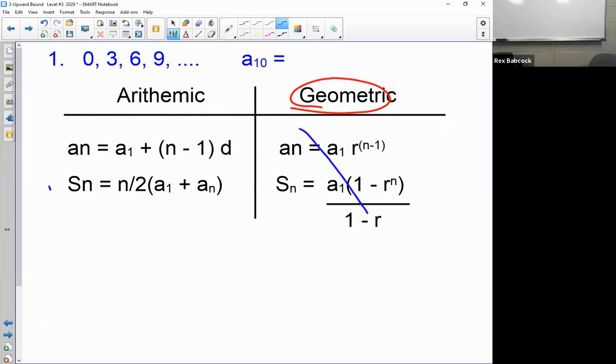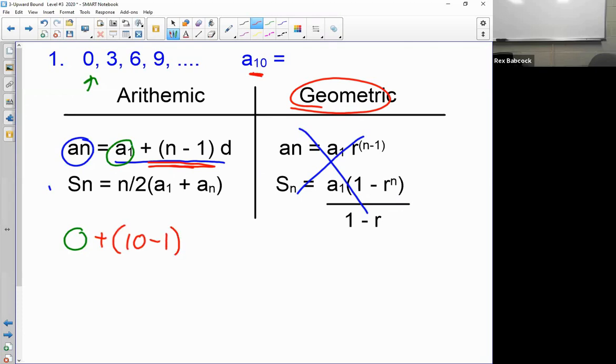So I don't need these over here. And I want a particular term, a sub n. So if I want that, I'm going to follow through on this. And it says to take a sub 1. Well, I know the first term is 0. That's a sub 1, 0. Then it says add n minus 1. Well, they told us what n is. It's 10. So I'm going to add to that 10 minus 1. And then it says take the common difference. Well, the common difference between all of them up here is 3.